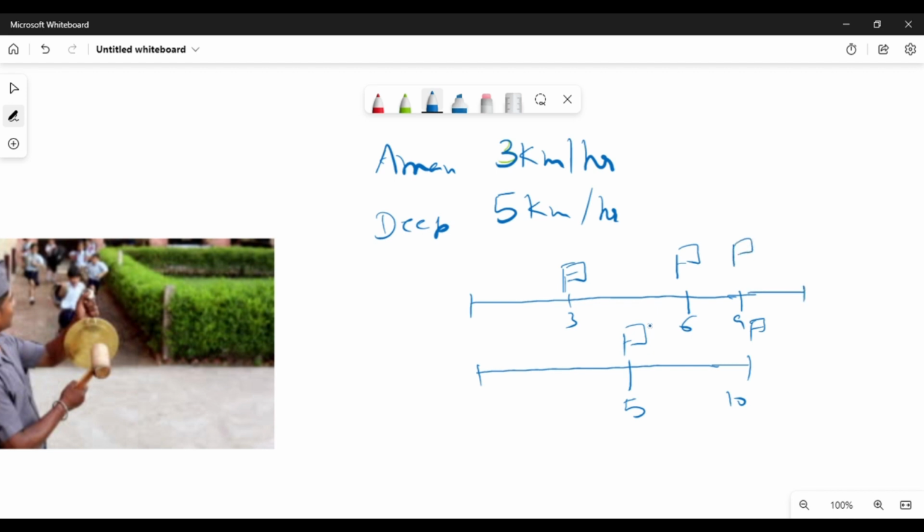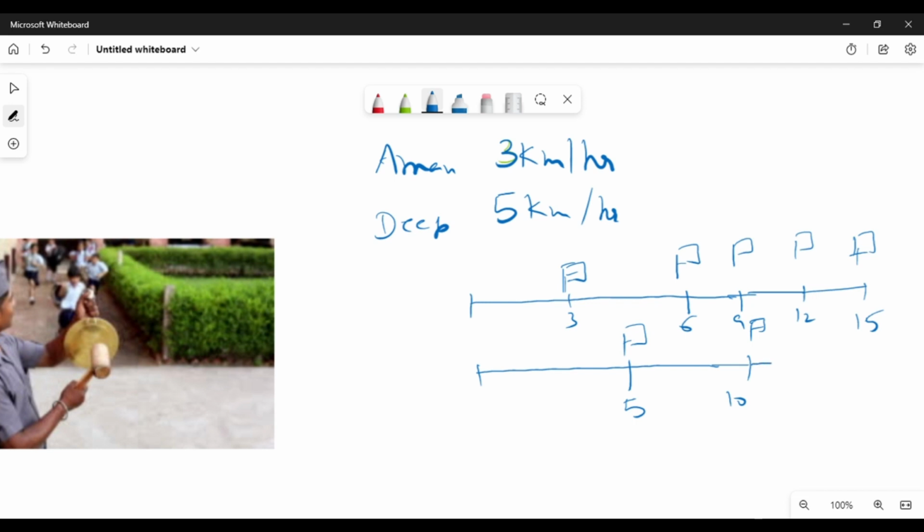He will be reaching 9, then 12, and he will be placing a flag here, and after this he will be reaching 15 and he will be placing a flag here. Now the question is, at what position will they place a flag together?